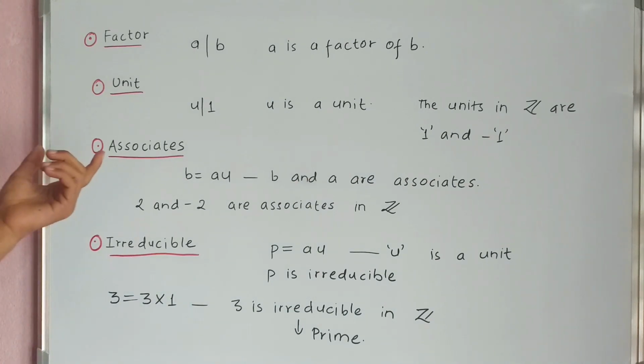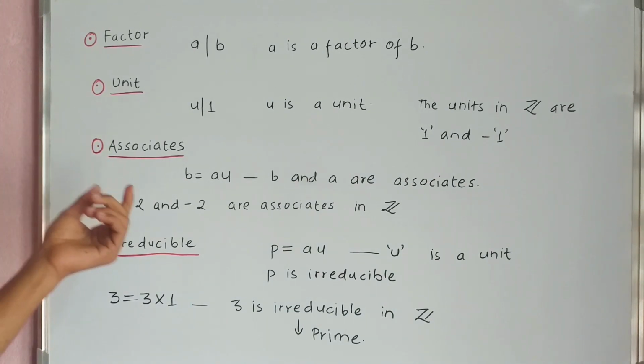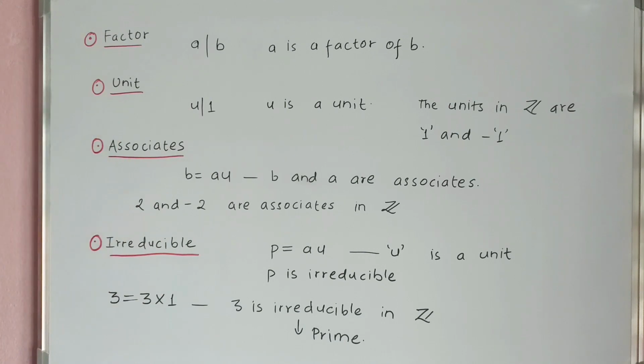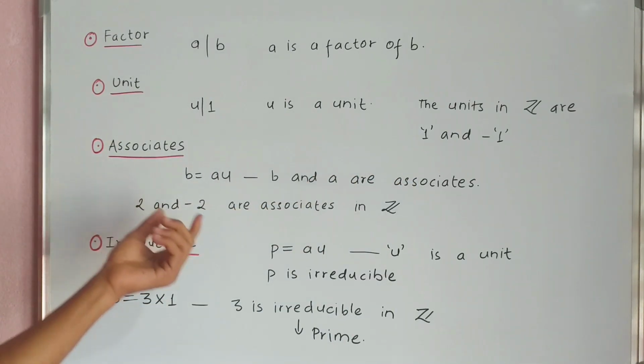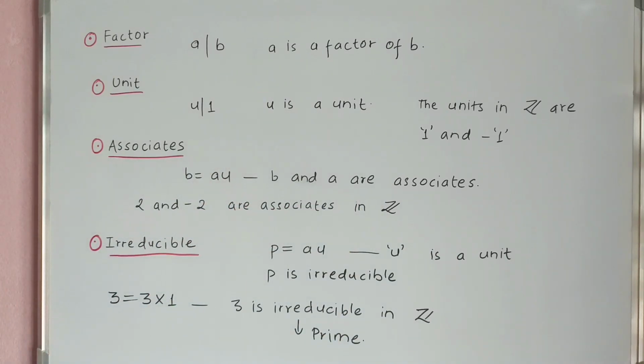The third term is associates. If B equals AU, where U is a unit, then B and A are associates. For example, 2 and minus 2 are associates in Z. Likewise, 5 and minus 5 are associates in Z.